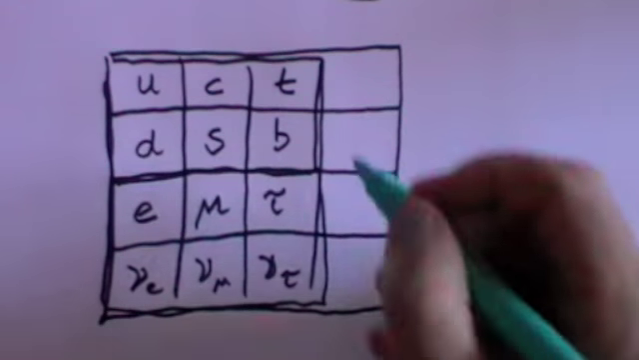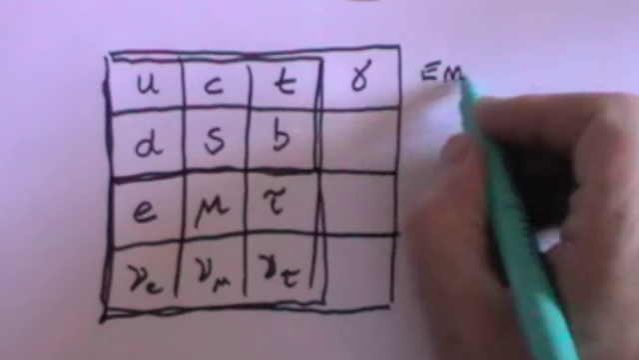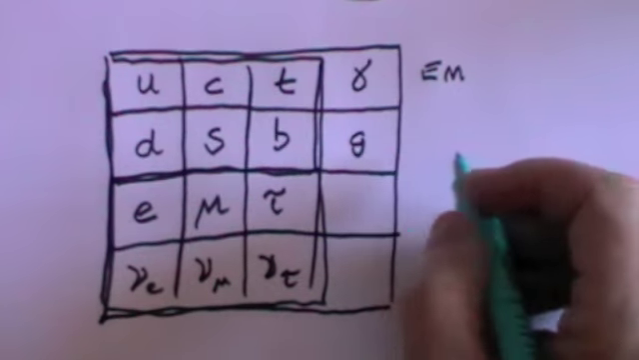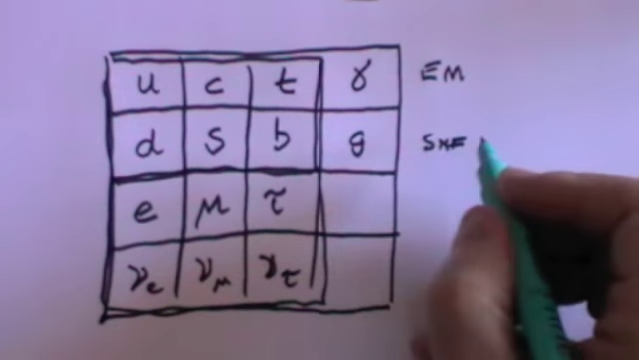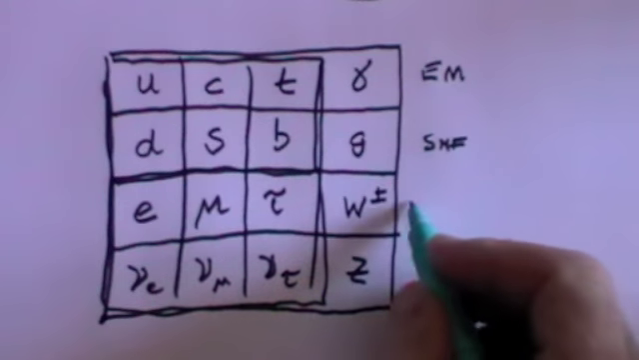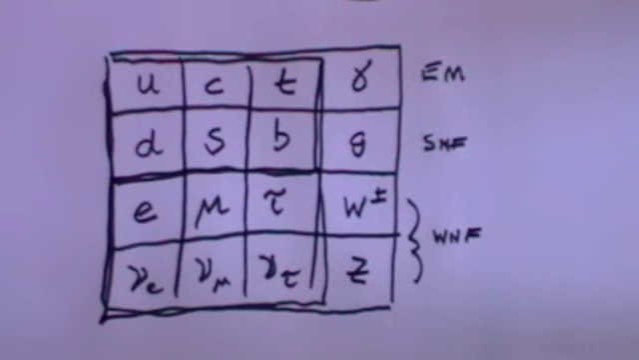The right-hand column is reserved for what's called the bosons, the gauge bosons, the exchange particles, the force carriers. We dealt with those, for example, in the last video. The photon, which is the force carrier for the electromagnetic force. The gluon, which is the force carrier for the strong nuclear force. The W plus and minus and the Z, which together are the force carriers for the weak nuclear force.